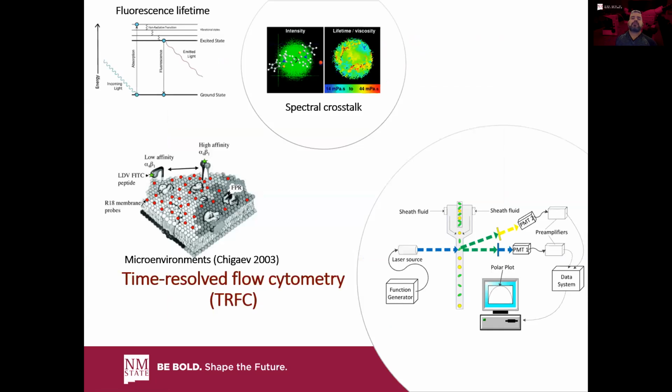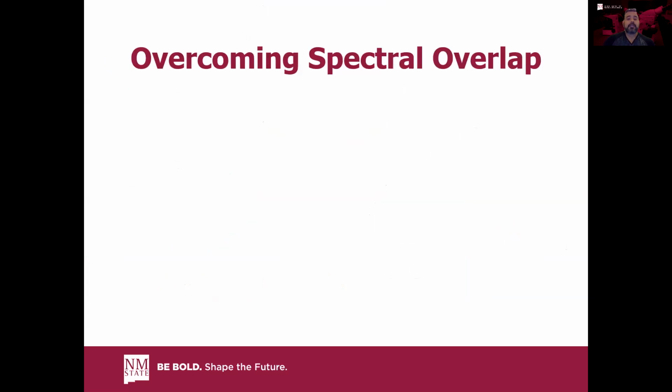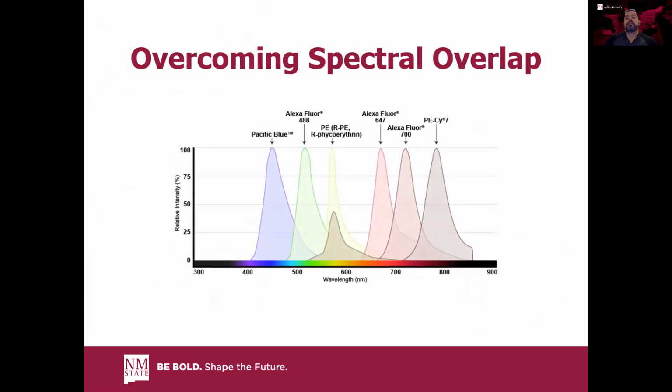And that's where the platform that we've developed in our lab comes in. This is time-resolved flow cytometry, and it is able to extract the fluorescence lifetime parameter from any given sample. This parameter is absolute, measured in nanoseconds, can be measured from 1 to 20 nanoseconds, and is very sensitive to subtle changes within the cell's microenvironment. So changes in morphology, pH, and viscosity will be detected by changes in fluorescence lifetimes. And this is what we use to overcome the issue with spectral overlap.